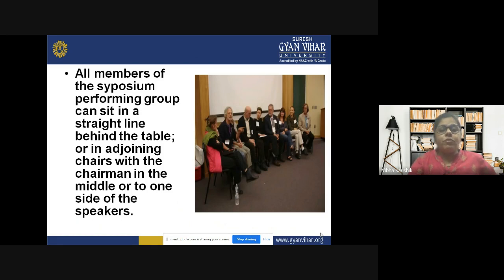All members of the symposium, the panelists, the subject experts, the performing group, can sit in a straight line behind the table, or in adjoining chairs with the chairman in the middle, or to one side of the speakers. The chairman will sit in the middle of those panelists or the members of the symposium.